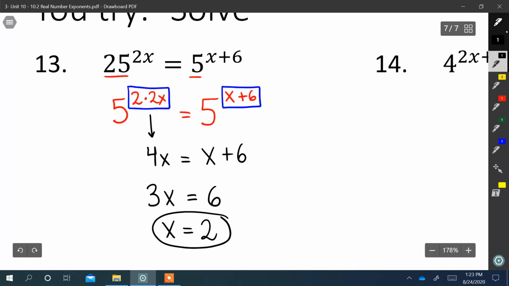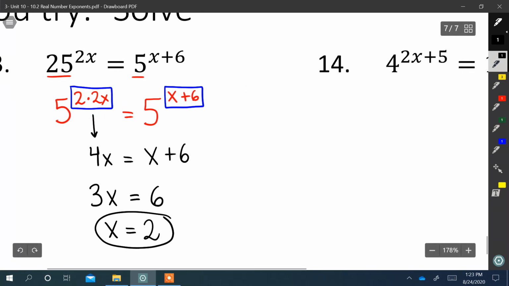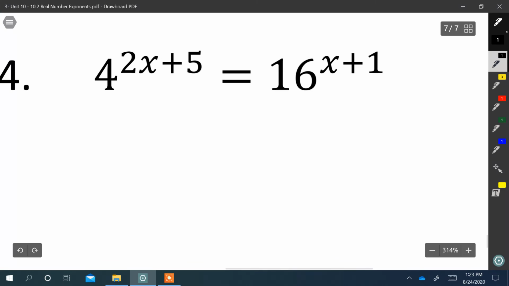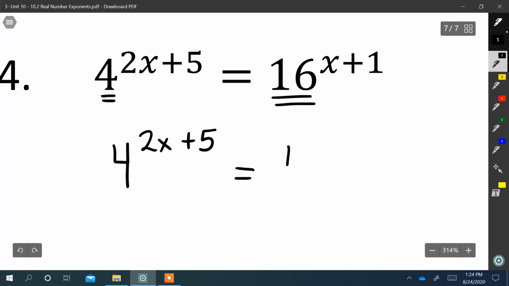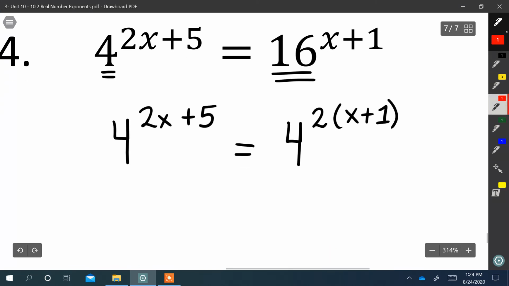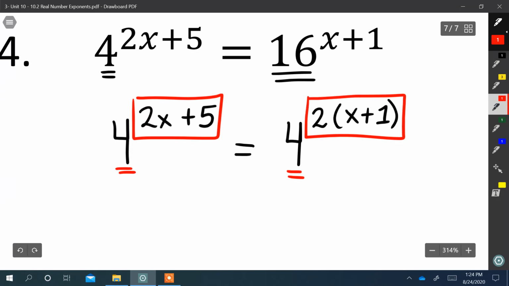Okay, so that's another example that you can look at as a reference when you're doing the homework. Let's go ahead and do number 14 now. And here you want to have the same base. Look, you have 4 and you have 16. So we can keep the 4 the same way like that. Some people will change it to a 2, but not on this one because I know that 4 to the second is 16. So as you can see, we have the same base now. That means that this will be equivalent to this right here.